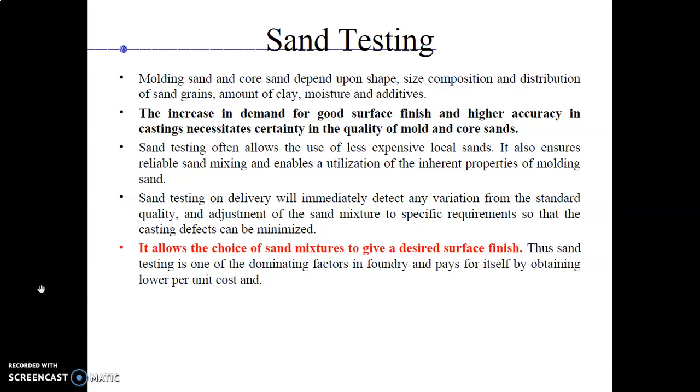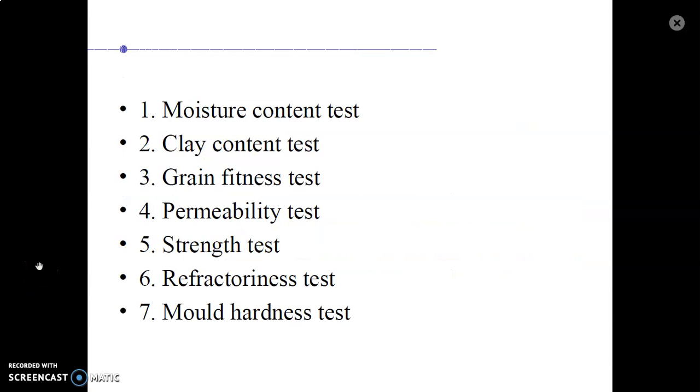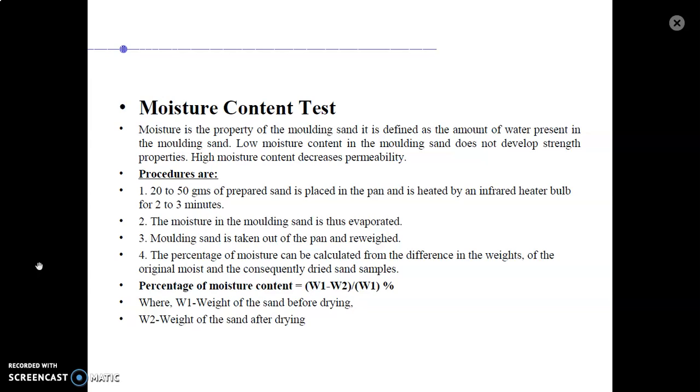Today we will start from the seven basic tests that have to be conducted before the actual use of the sand. We will start with the moisture content test.